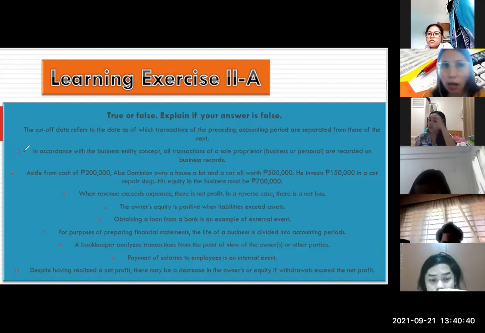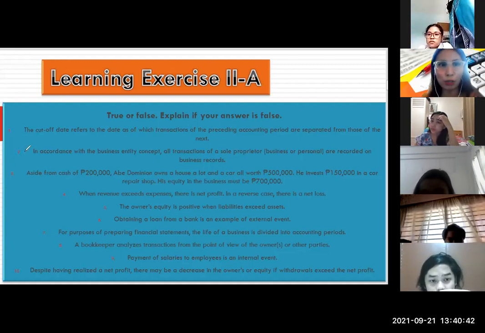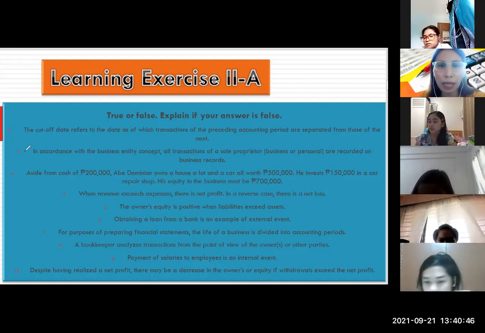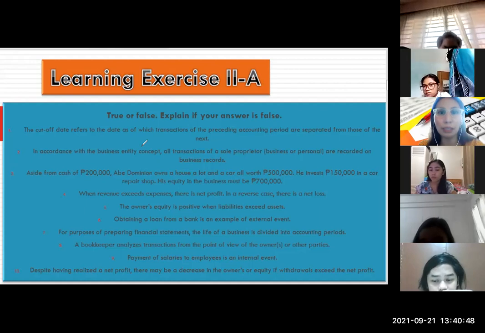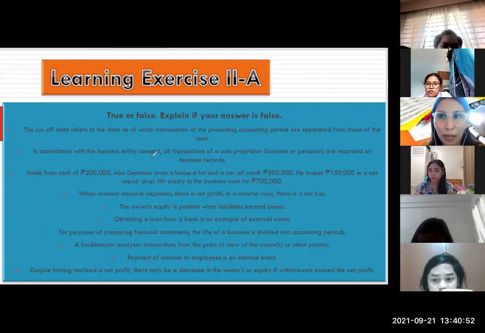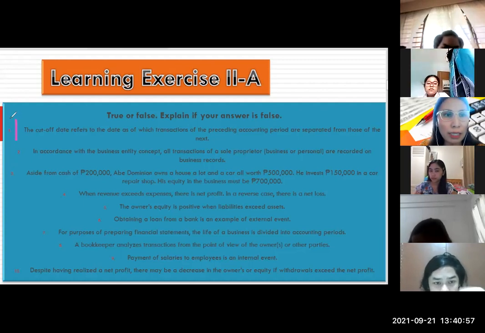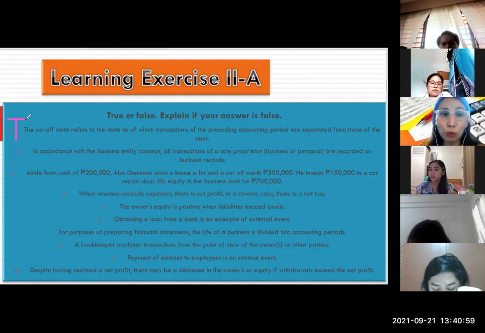So for number one, the cutoff date refers to the date as of which transactions of the preceding accounting period are separated from those of the next. Yes, Mr. Ganya. Sure, true. Is it true? Yes, it is true. Why?